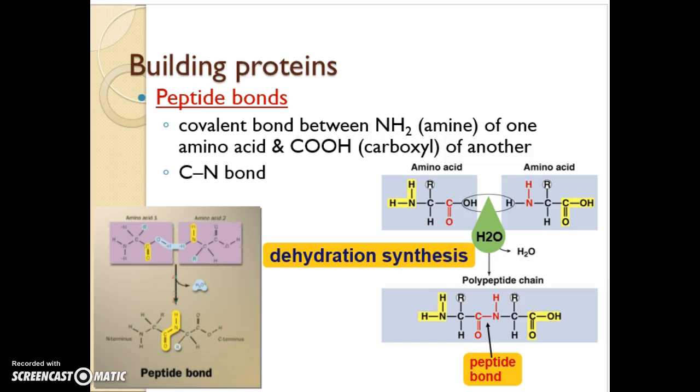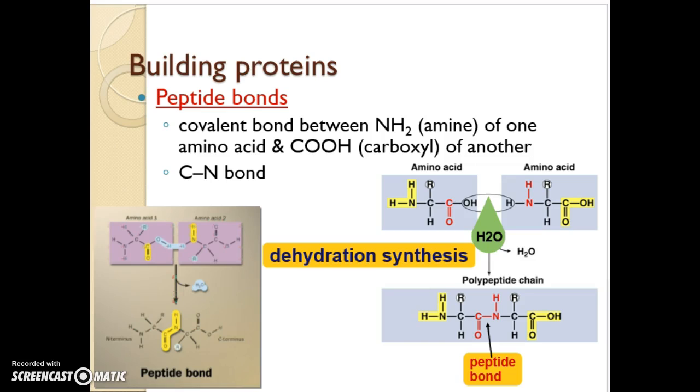So this repeating process creates a polypeptide chain. When we're describing this polymerization of a protein, what we say is that at one end, there's a free amino group, and that's called the N-terminus. And at the other end is the free carboxyl group called the C-terminus. And that's what's forming this peptide bond.